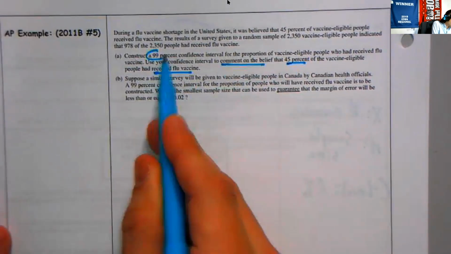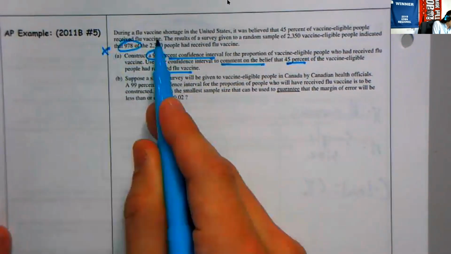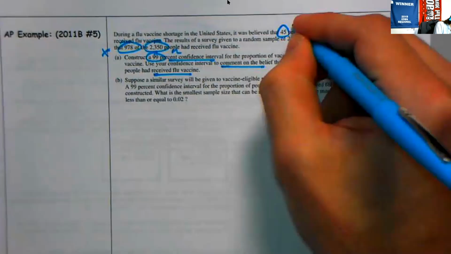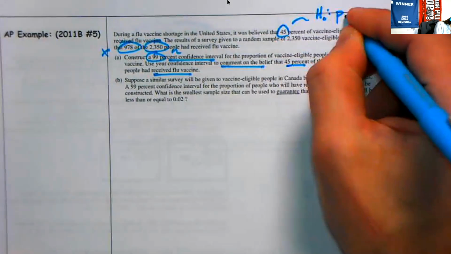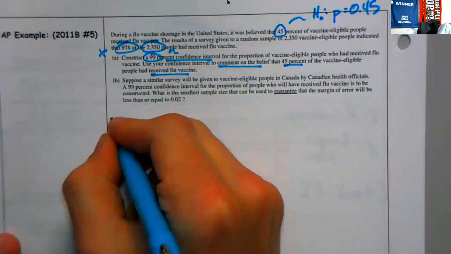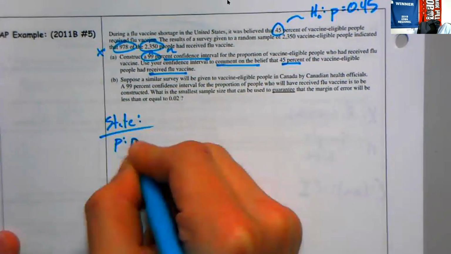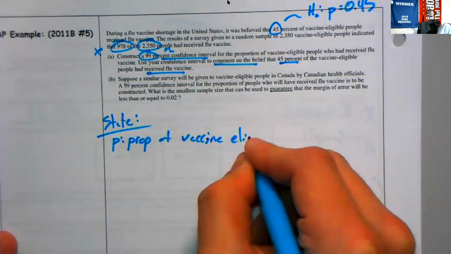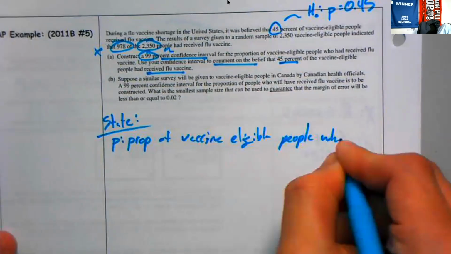Comment on the belief. So we're going to make a 99% confidence interval. We've got an x, the number of successes. We've got an n, our sample size. And we've got a belief. I'm going to circle that 45%, and I'm going to write a little null hypothesis here: that our proportion is 0.45. That's one of our first null hypotheses. Don't worry too much about that notation. Somebody believes that. So we've got a confidence interval part in the first, and a little sample size in the second. So construct a 99% confidence interval. State, plan, do, conclude. State: we're calculating p, the proportion of vaccine-eligible people who received it.